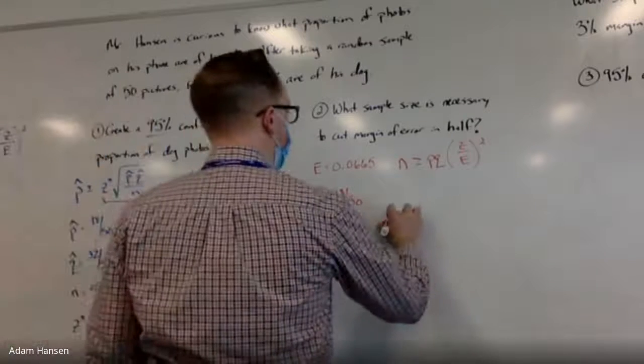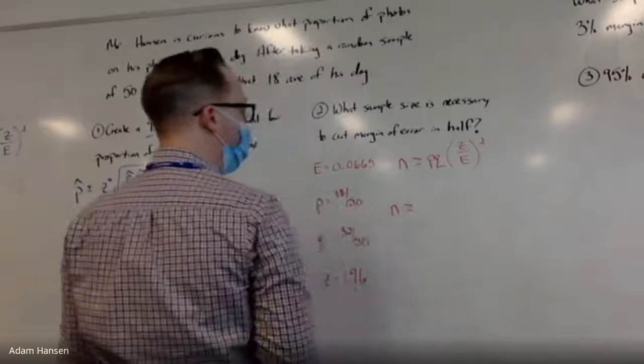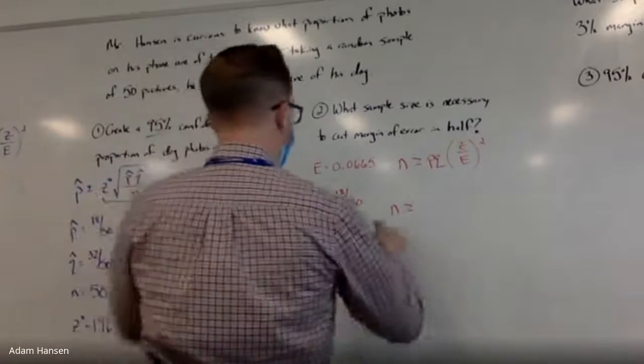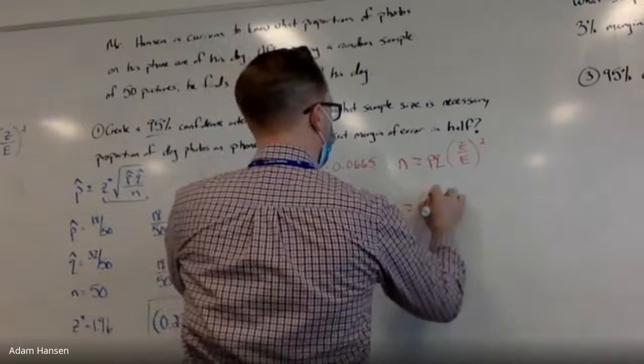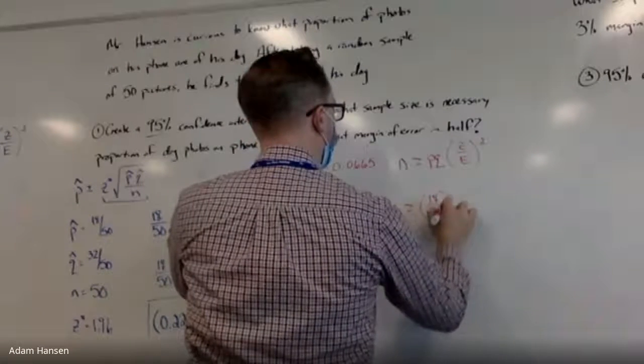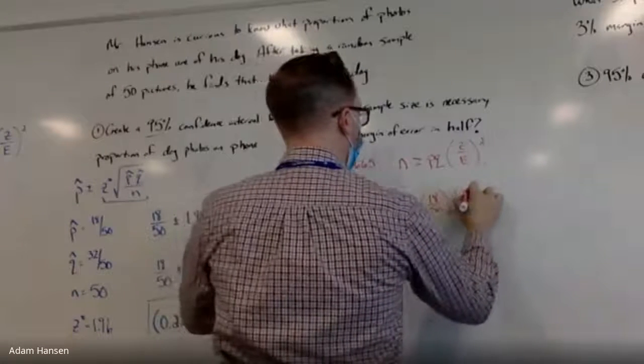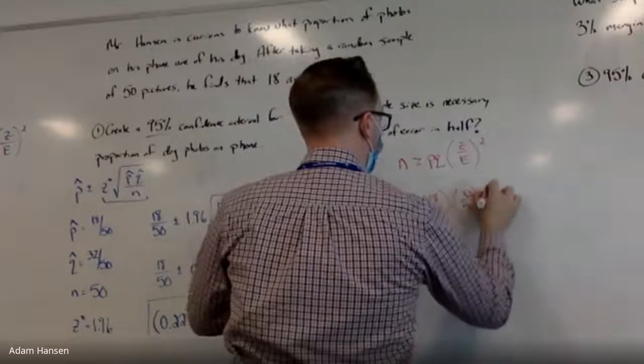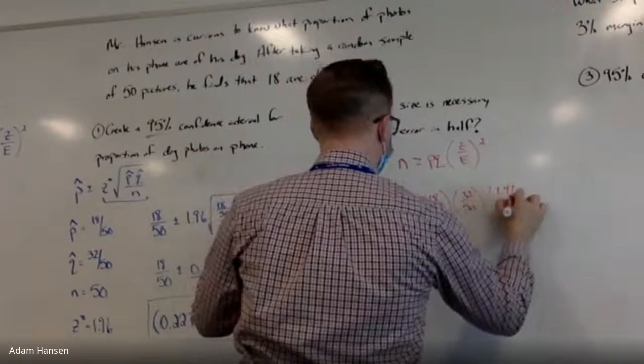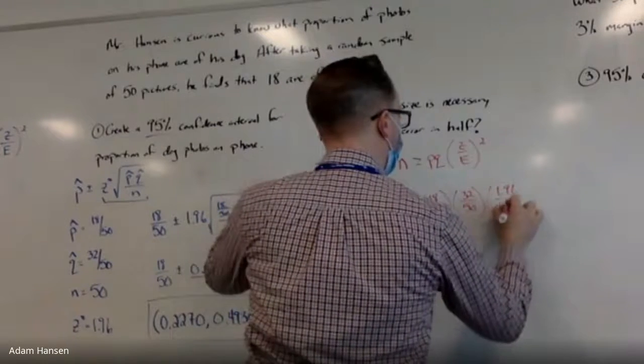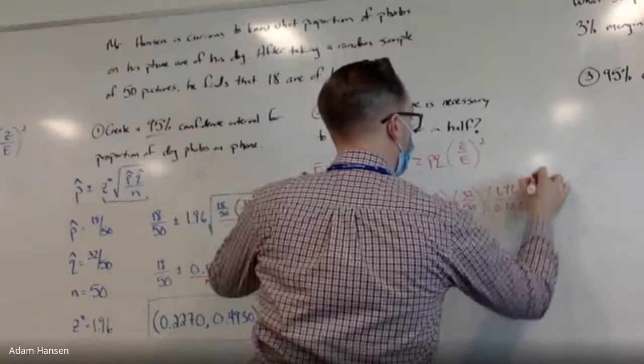My sample size n is greater than or equal to at least or more 18 out of 50, 32 out of 50 for Q, times quantity 1.96 divided by the new margin of error, square.